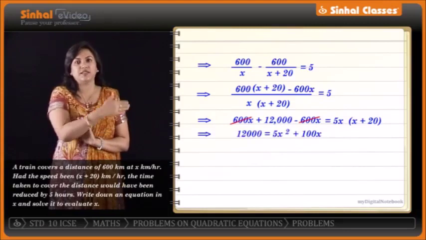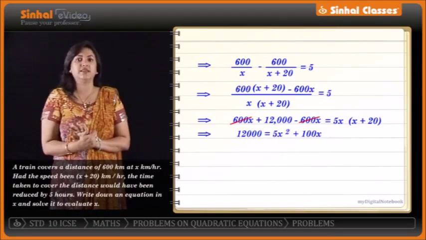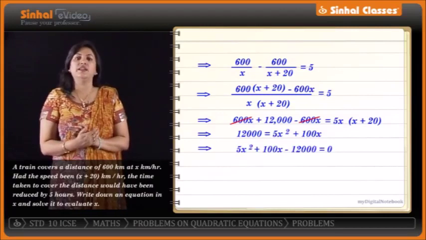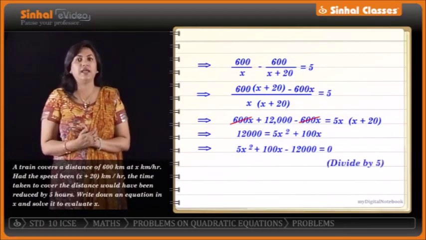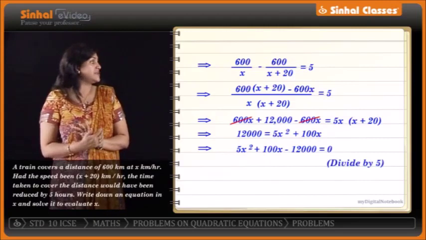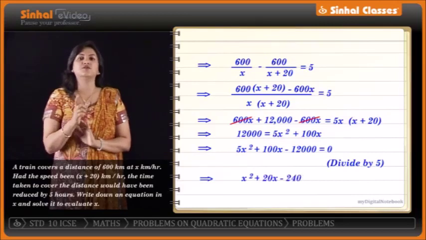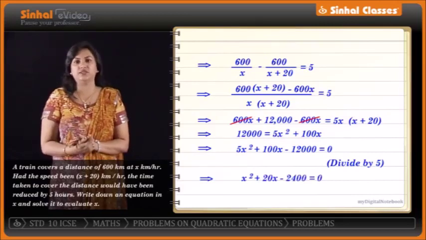Now transfer 12,000 to the other side. The equation becomes 5x square plus 100x minus 12,000 is equal to 0. Now divide this equation throughout by 5 to get x square plus 20x minus 2,400 is equal to 0. So we have got the quadratic equation.